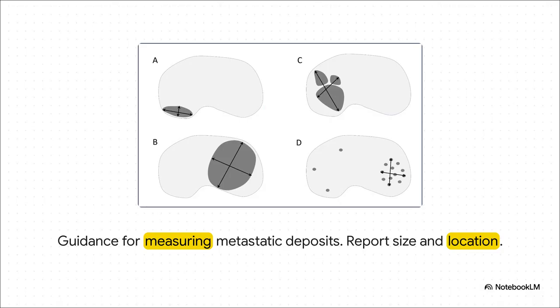Now, when you do find a positive node, you can't just say, yep, it's positive. You have to report the tumor burden. And this diagram from the protocol is your best friend. It shows you exactly how to measure that largest metastatic deposit, whether it's one tiny focus, a big mass, or a bunch of separate nests. That measurement gives the clinical team really vital information.